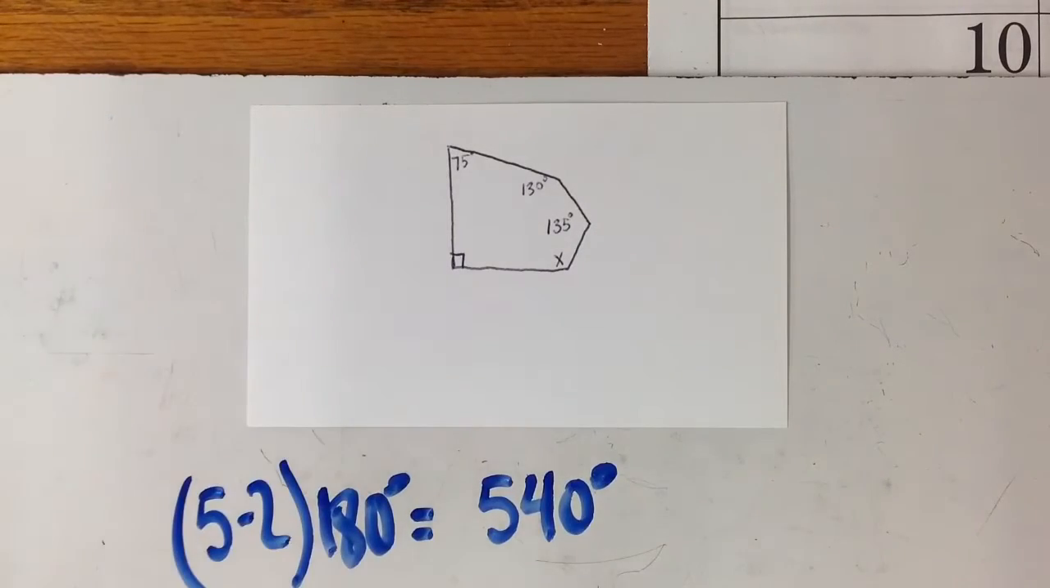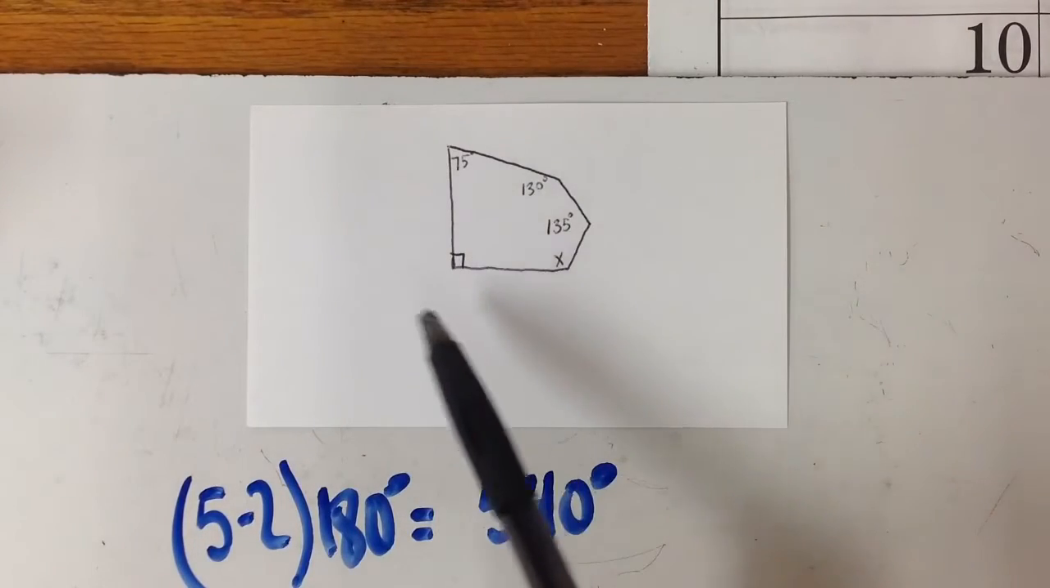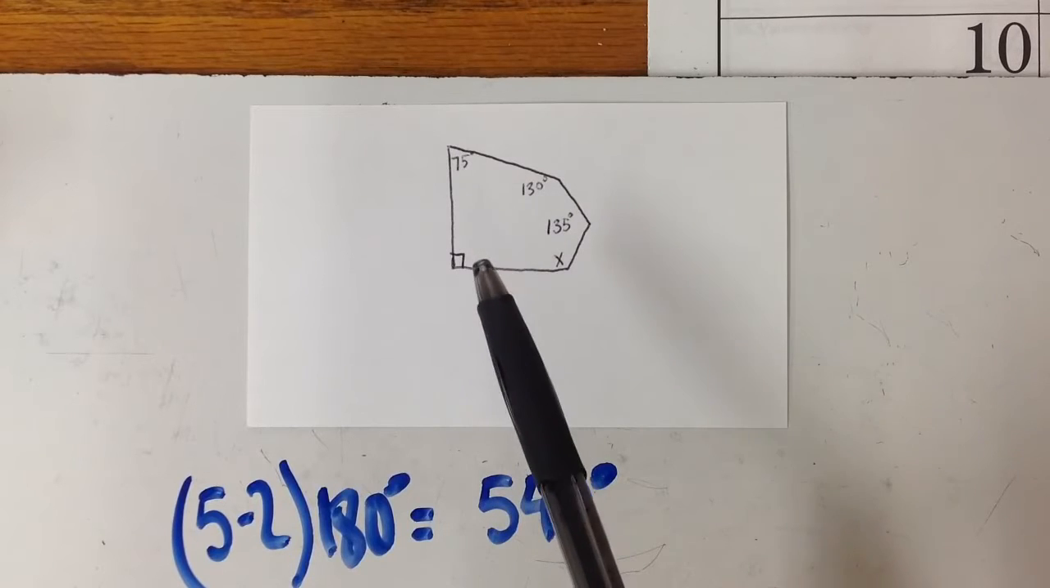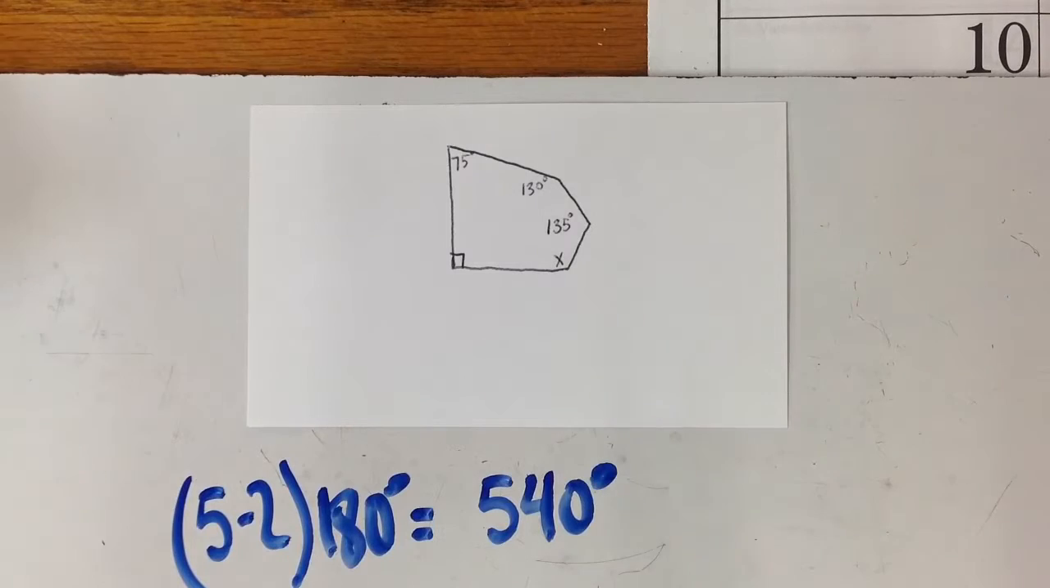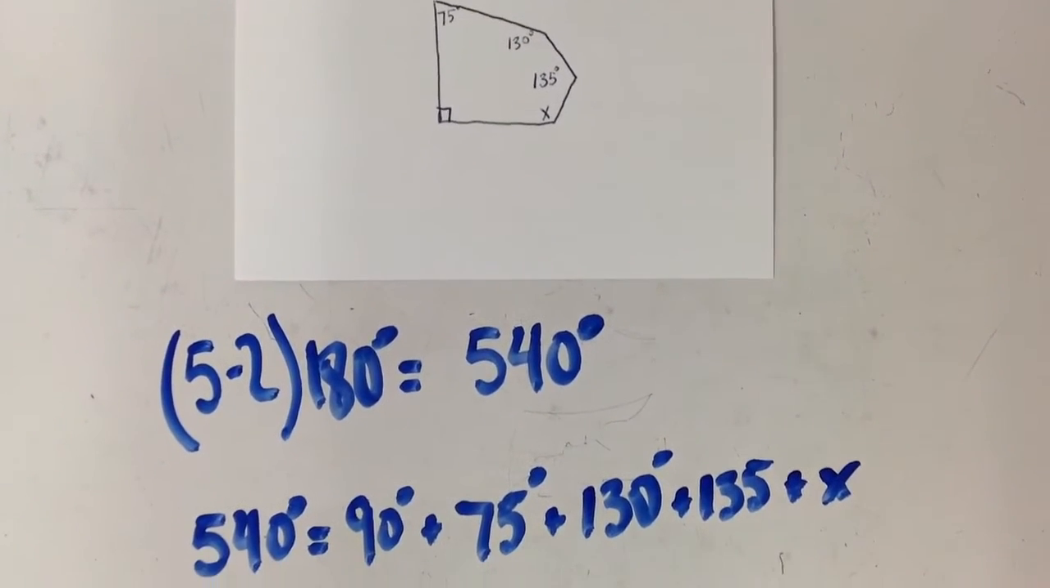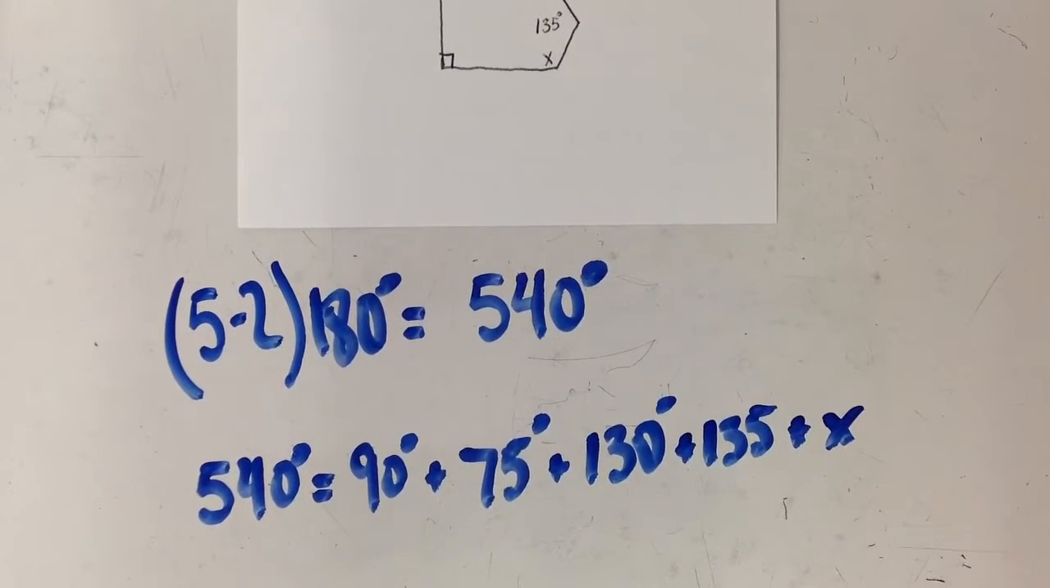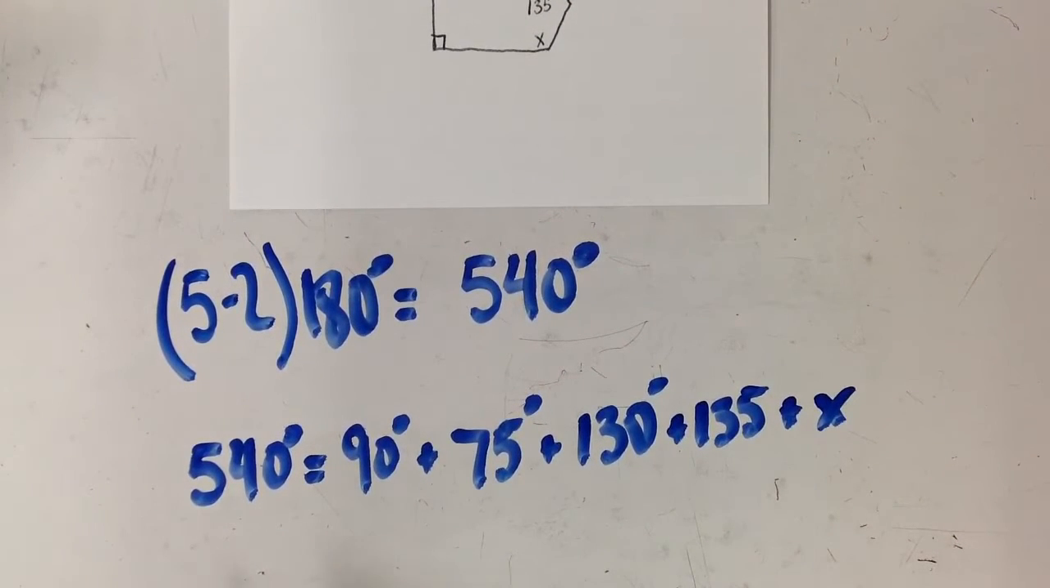So here's what I know. Remember, the box right here indicates 90. I know these four: 90, 75, 130, 135. But I don't know this x. But I do know the total number that I should be looking for. So here's what I can do. I can write an equation out.